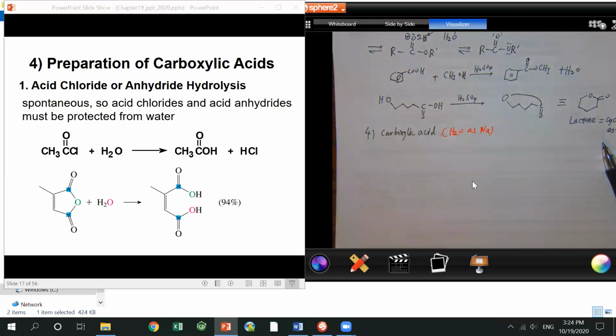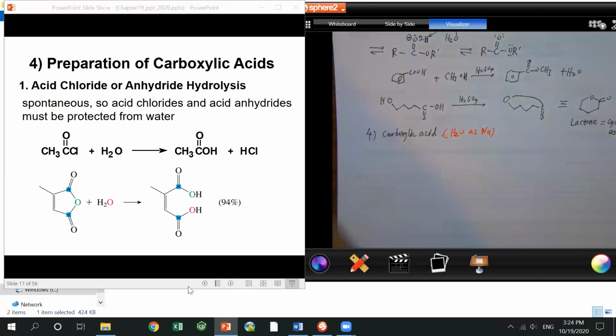And for this one, if you start with the acid chloride or acid anhydride, a simultaneous reaction happens pretty much, because these two are too reactive. They quickly hydrolyze to the carboxylic acid. So if you have these two reagents, normally make sure they are water free, so there's no water in your reaction system.